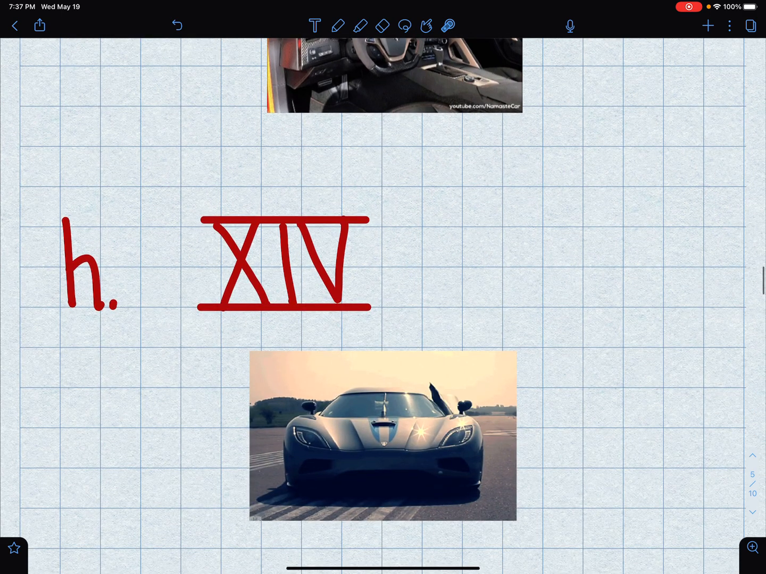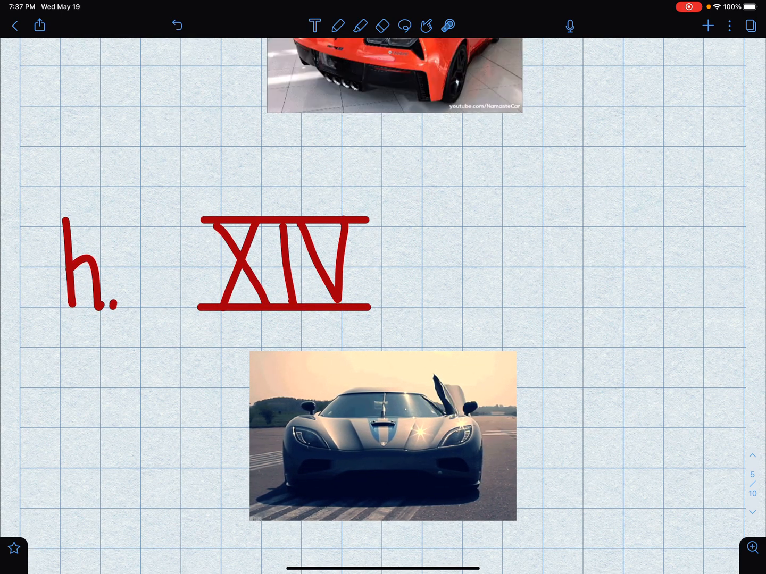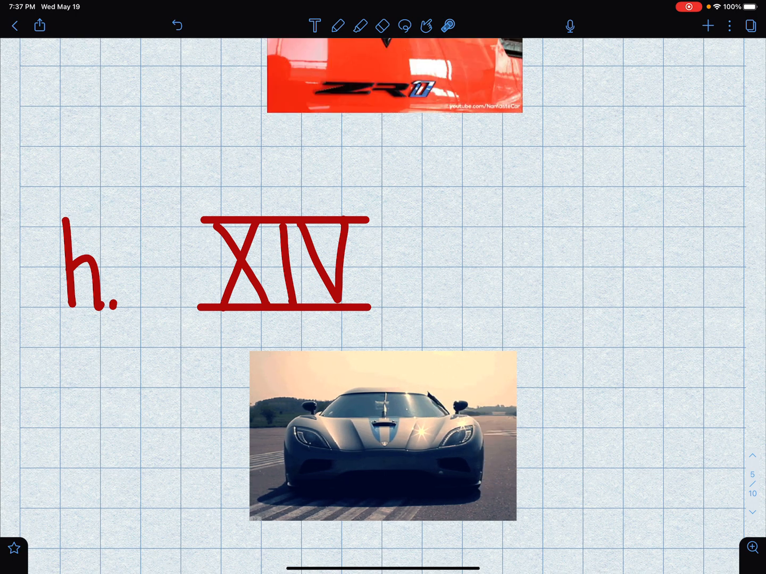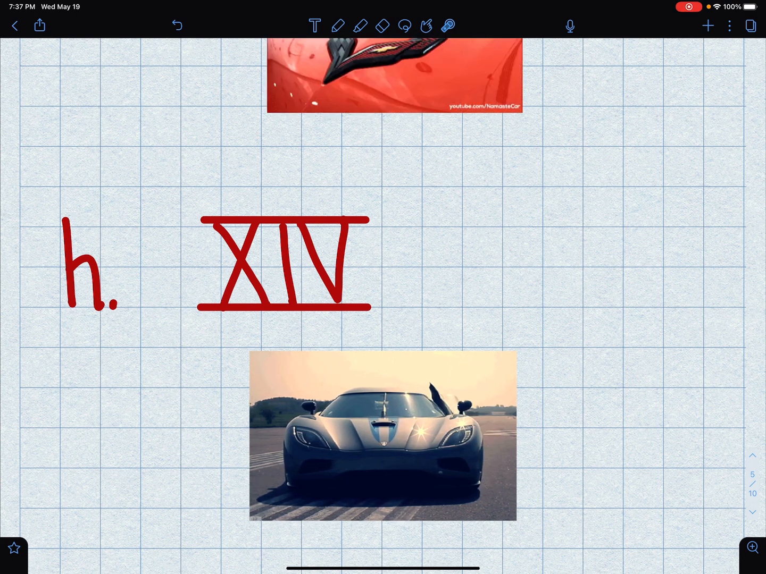Okay, H. Remember when the 1 comes in front of a number, like in front of this 5, you have to subtract 1 from the 5. So this is going to be 10 plus 4. Sorry if I'm giving it away too much.